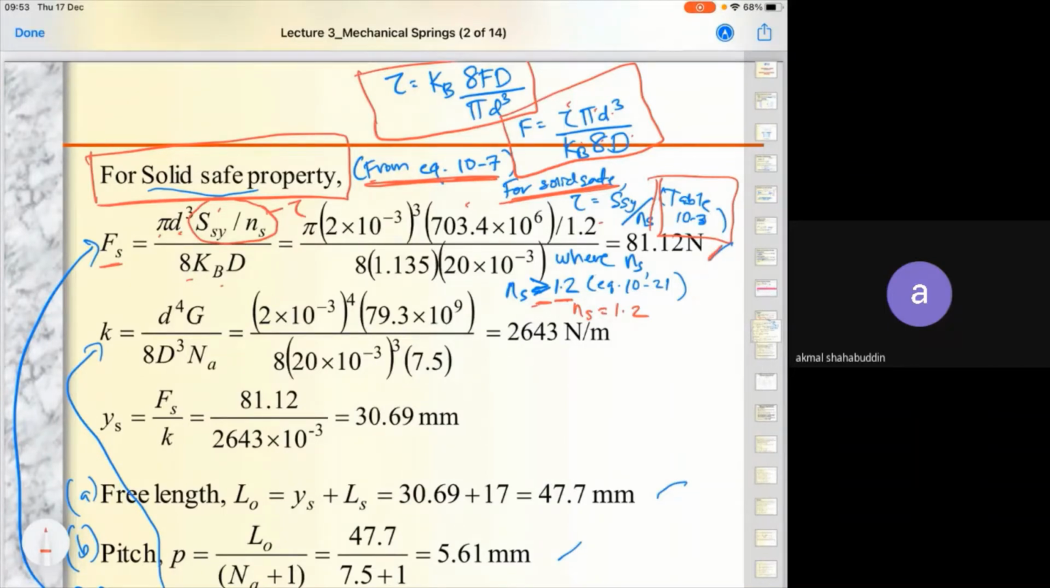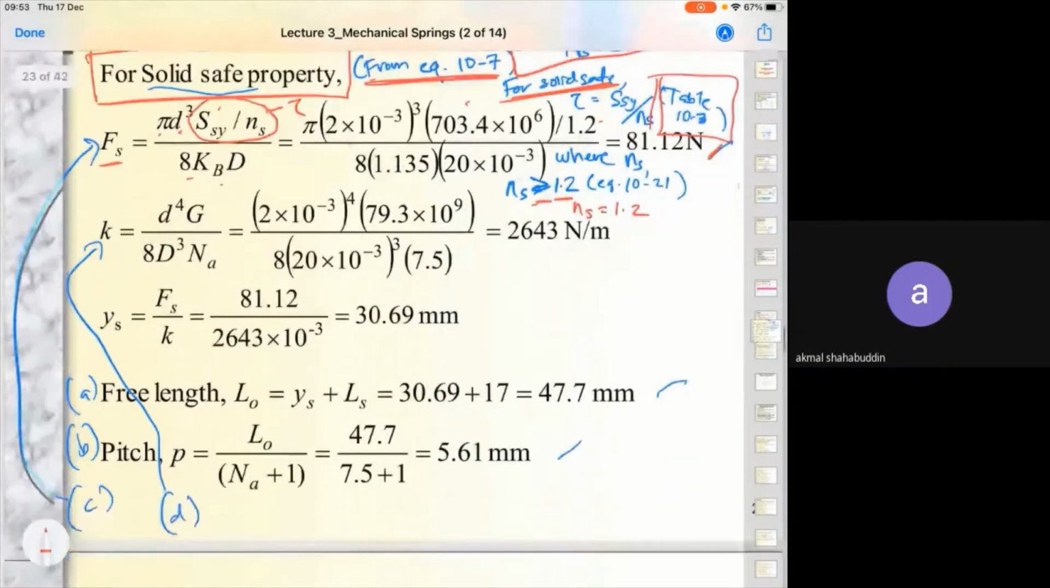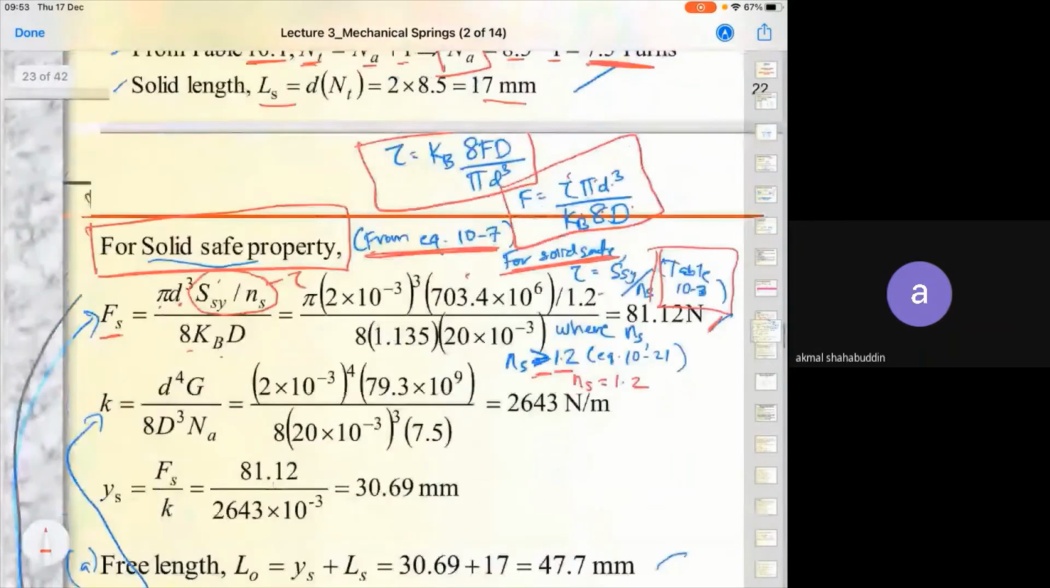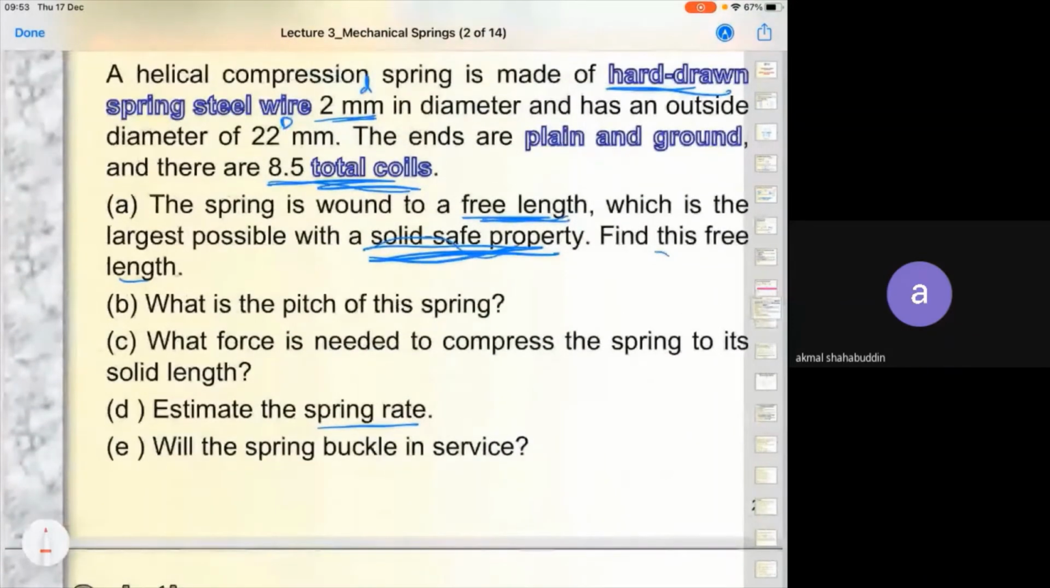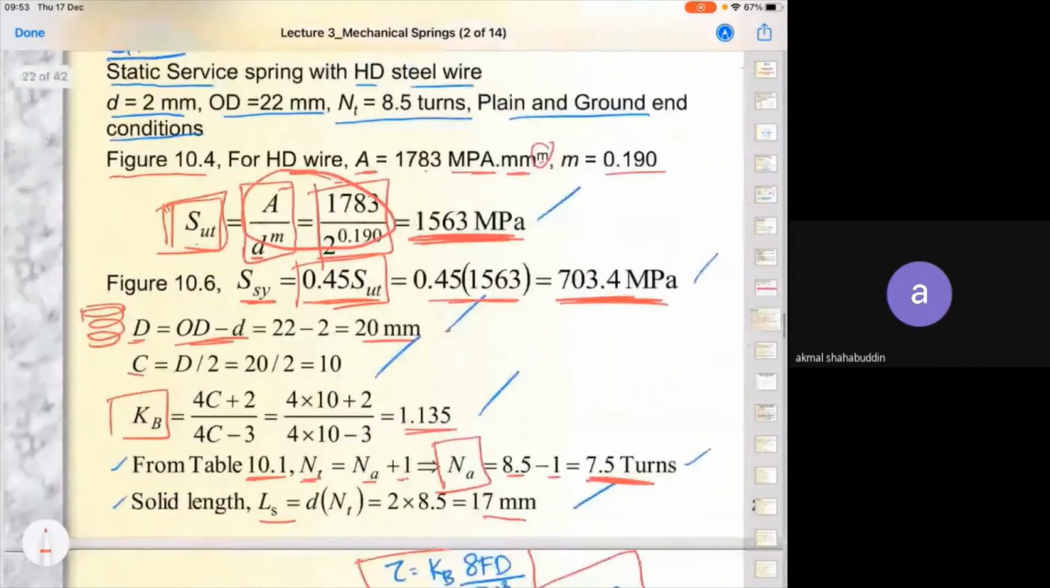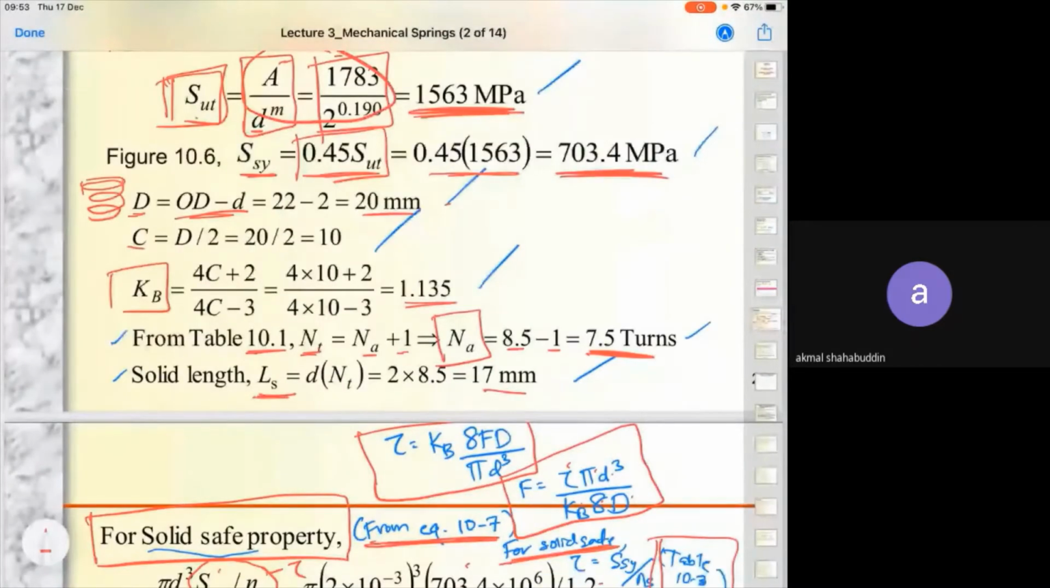Okay. So Fs ni apa? Biasanya disebut sebagai safe force. Safe force ataupun shear force pun boleh juga. Alright. Sebenarnya force tu, you dah menjawab soalan C. What force is needed to compress the spring to its solid length? So solid length tadi kita dah calculate pun. Kat mana solid length? Ni kan? So you get 17 mm.